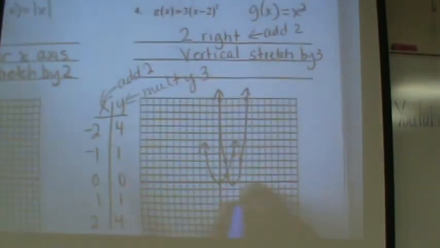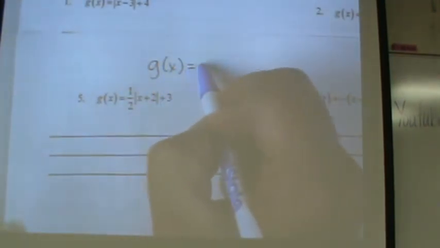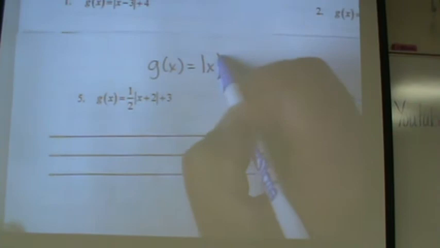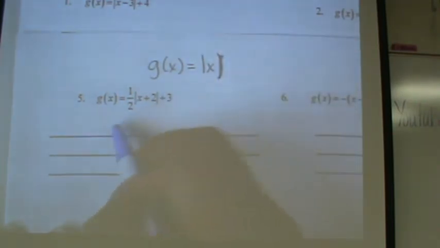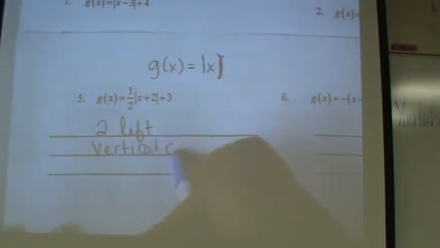Okay. Next one. This parent function is the absolute value. Whoops. And this is going to be 2 units left. This is going to be a vertical compression by half, and then 3 up.